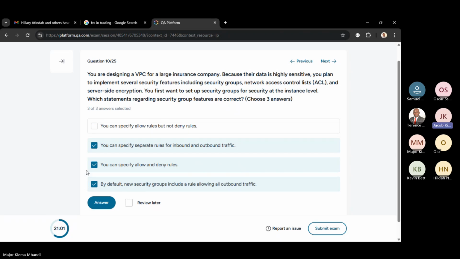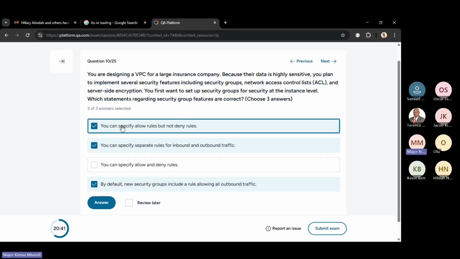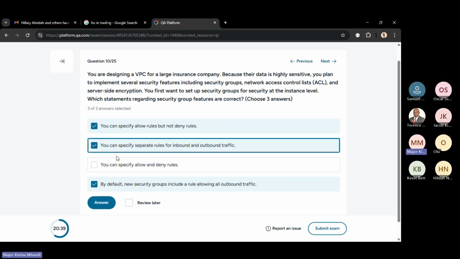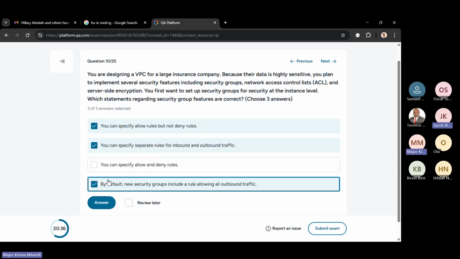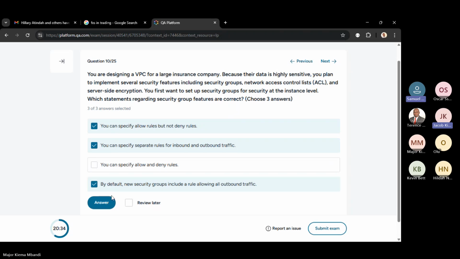So I think I'll remove the one about specifying allow and deny rules. Yep. All in agreement? So we have A, B, and D, and also we have B, C, D. We can resolve the question if other people can weigh in. Yeah, we can put it on review and look at it later.